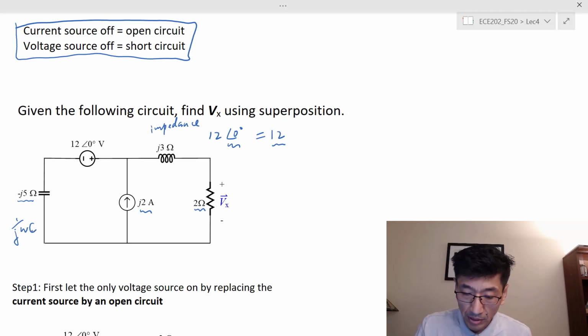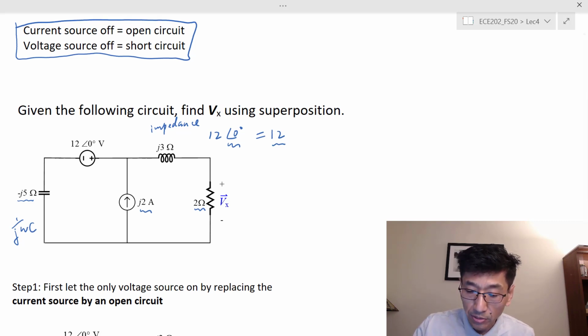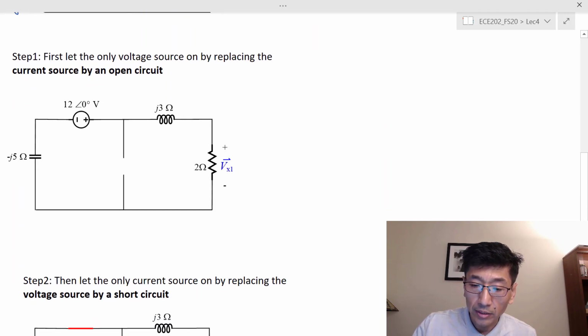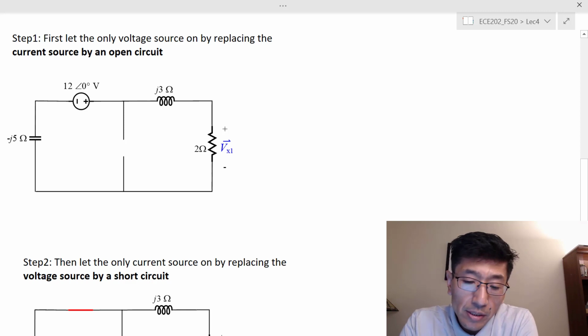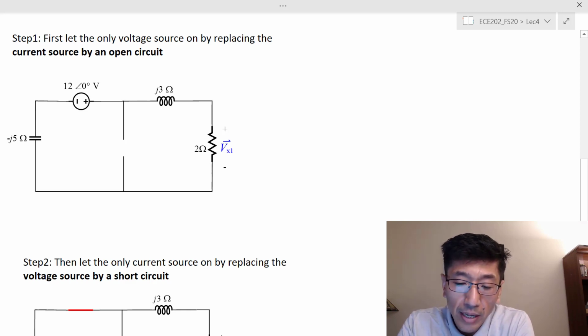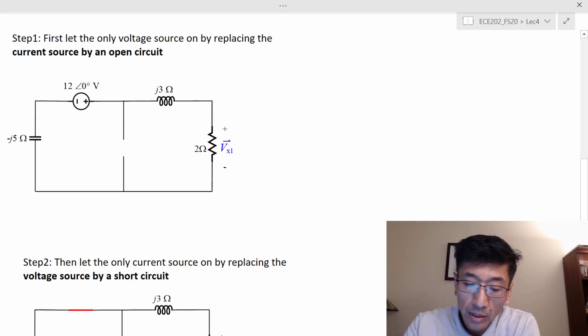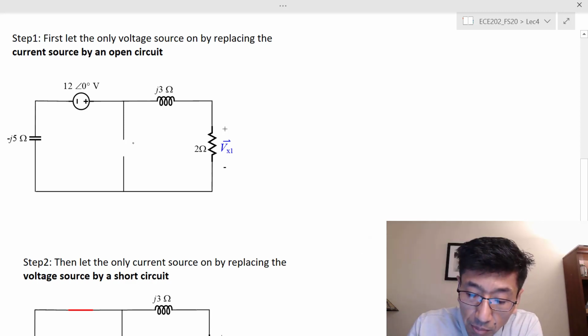And I'm interested in finding the V sub x. So the way I do it is just as I said, I only energize one source at a time. So the sequence doesn't really matter that much. So let's see, we first keep the voltage source on and we keep the current source off. And so the current source becomes an open circuit.